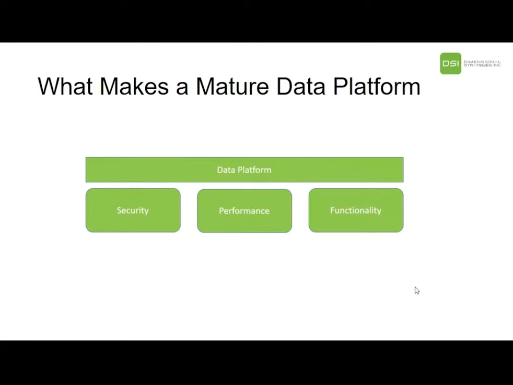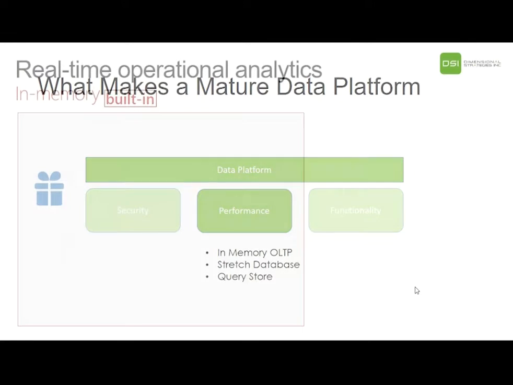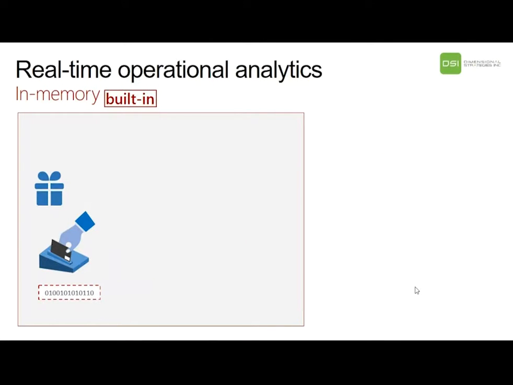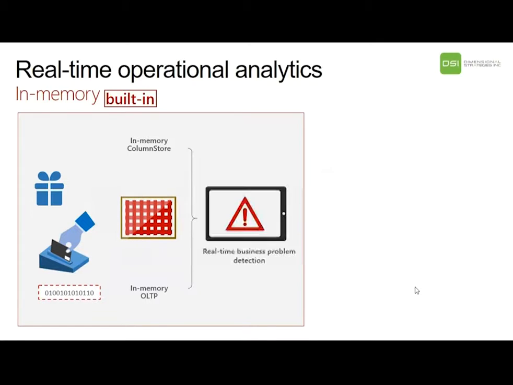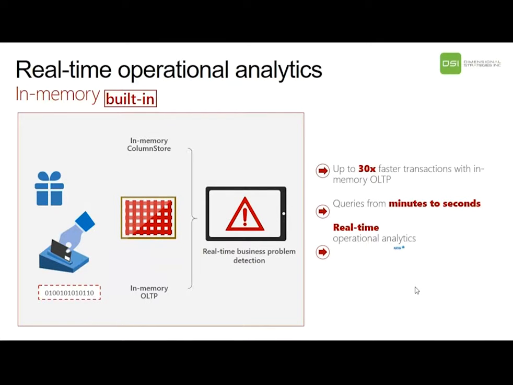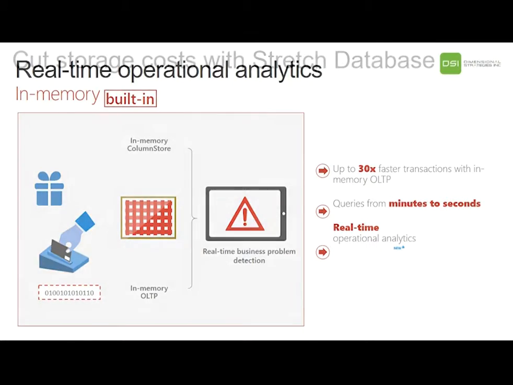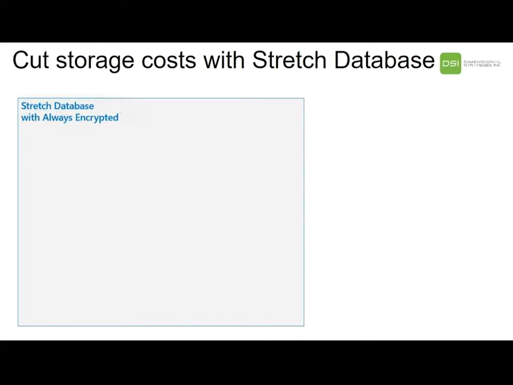So let's talk about the performance pillar now. There's a couple of new features here I want to talk about. In-memory OLTP is a big one. Stretch Database, then we'll talk about Query Store. Microsoft has incorporated both the column store index and the OLTP in-memory index together to allow me to essentially build covering tables all in RAM, and then I can run my real-time analytics against the in-memory index without impacting the performance on the server.